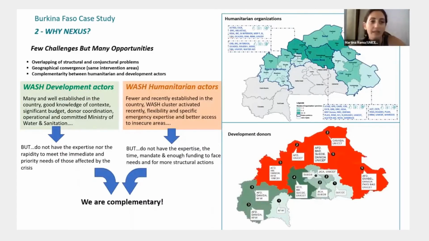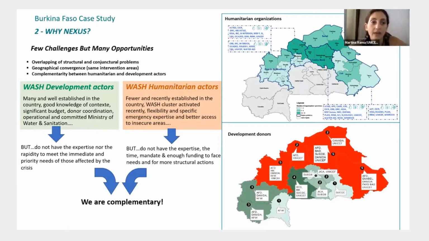So why do we need a nexus approach in this context? We have many challenges, but we also have many opportunities. And the opportunity is really this overlapping of structural and conjunctural problems. And we have also geographical convergence: the same intervention areas of humanitarian stakeholders and development stakeholders that were in the country before the crisis.